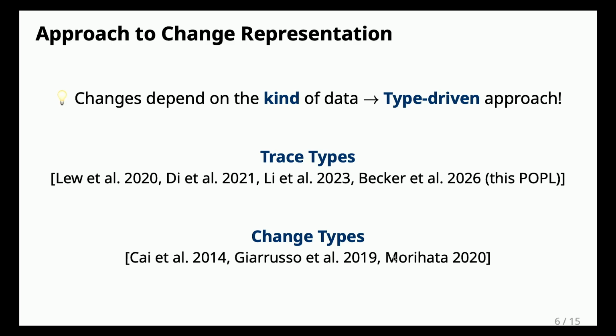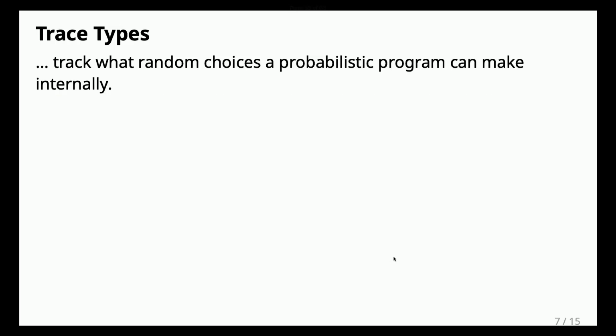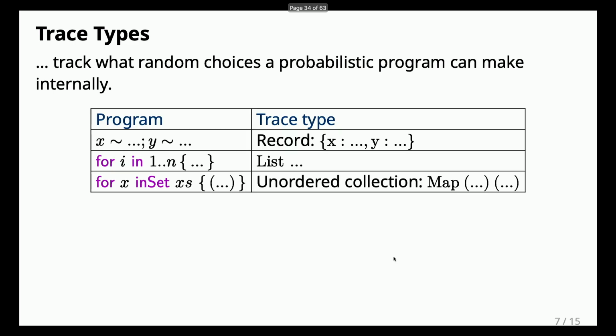And yeah, these two kinds of types have been used before, but we combine them in our framework. So what are trace types? Well, trace types track what random choices a probabilistic program can possibly make during its execution and organize that in a data structure. And the data structure also reflects the control flow of the program.